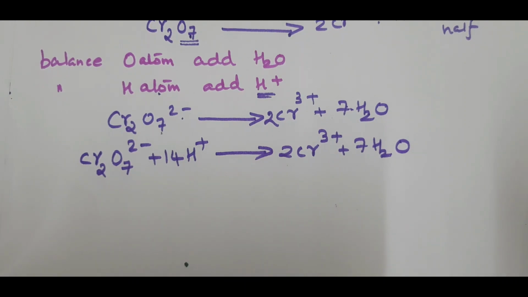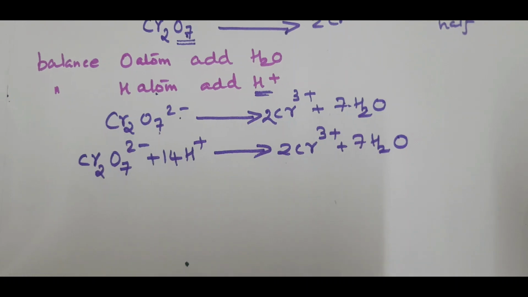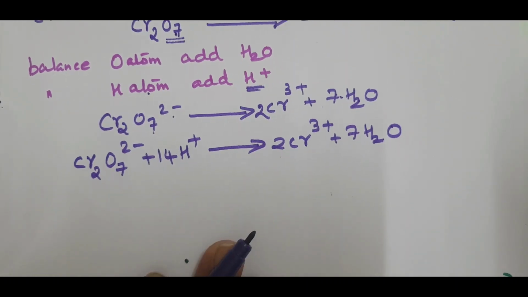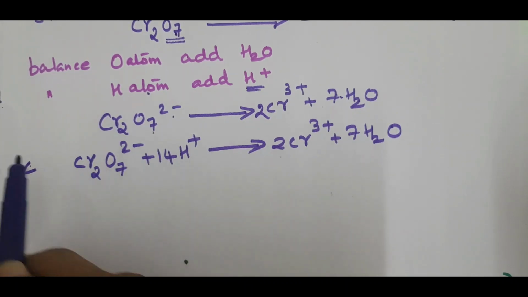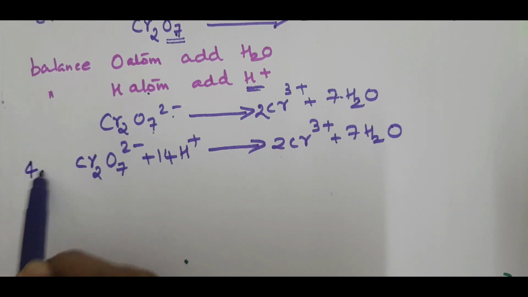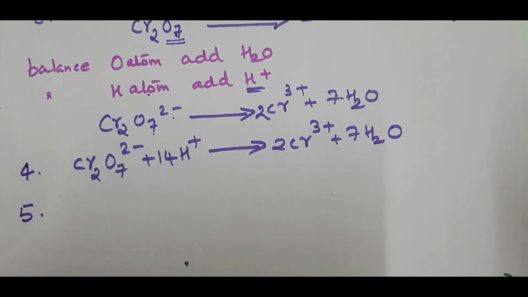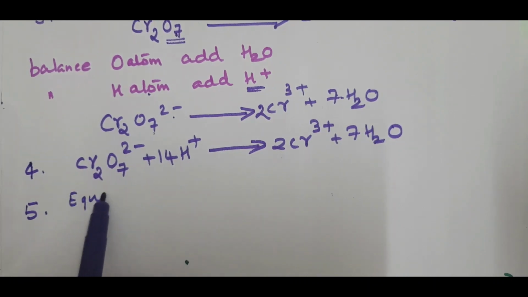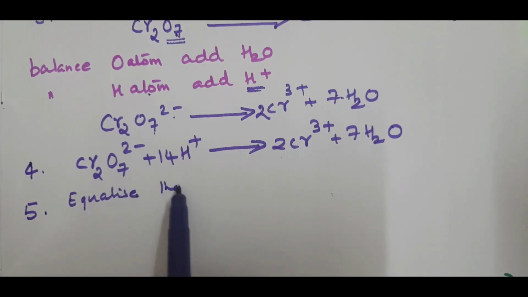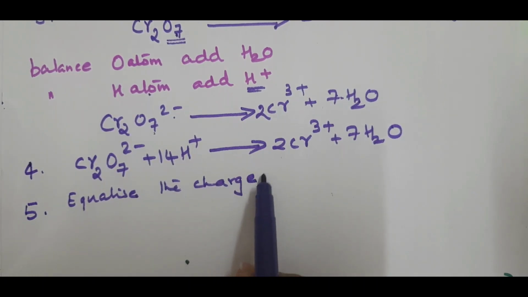Clear? Is it clear? Okay. Now in this half reaction method, this is the 4th step. Now the very important step, the 5th step, is you have to balance the electrons. Why do you want to balance the electrons? You have to equalize the charge. That is a very important step.